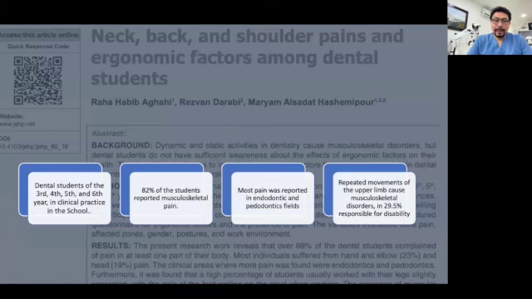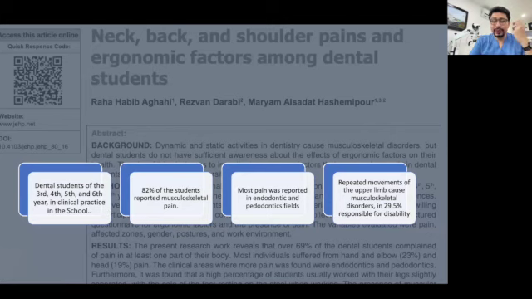What the evidence says. This article was published by Agahin in 2018. And this is an interesting study because of one main reason. This study was performed in students from 3rd to 6th year of the dental school.